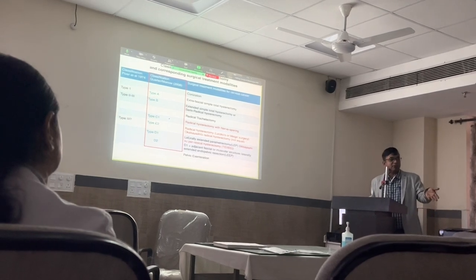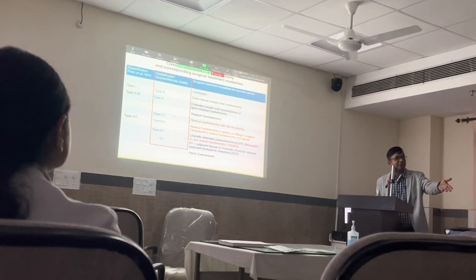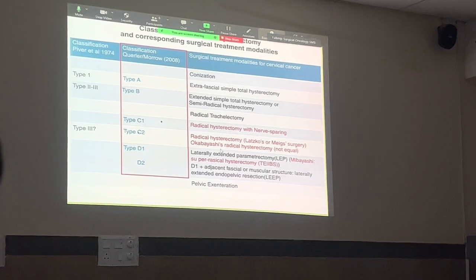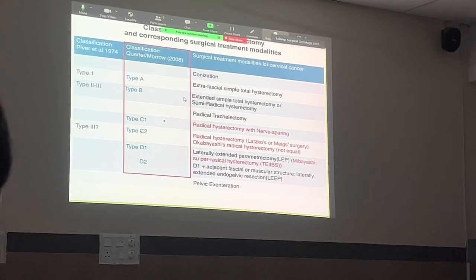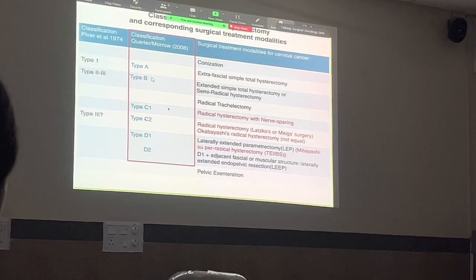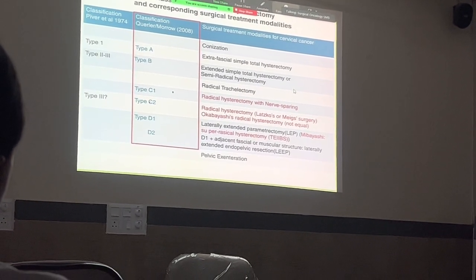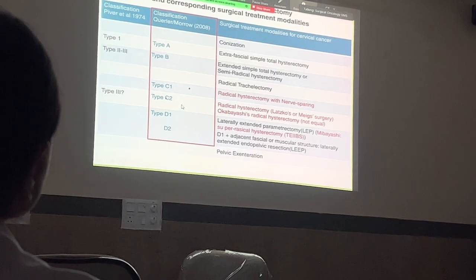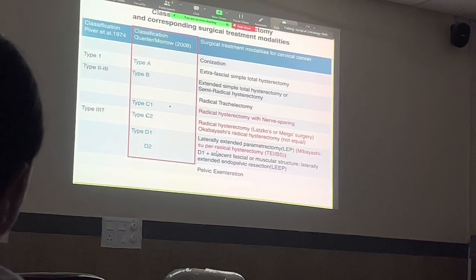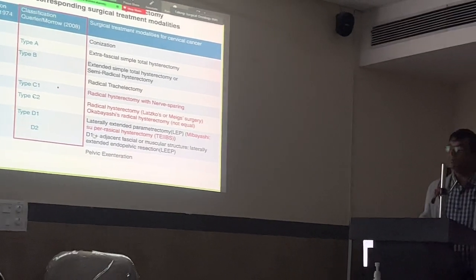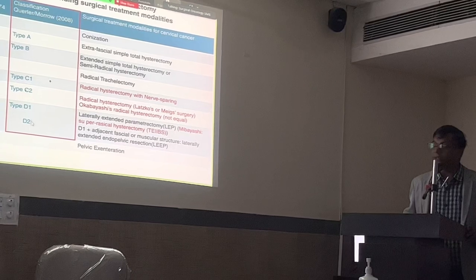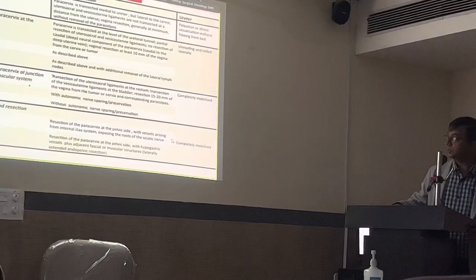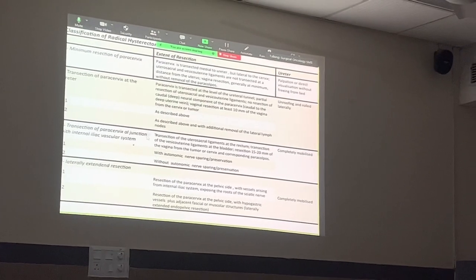So various classifications. If someone asks you how you classify, you can tell them there are various classification systems: Piver, Rutledge, Smith, or the recent one, Querleu-Morrow, and you already know about those types: type A, B1, B2, C1, C2, D1. B1, B2 is with or without paracervical lymphadenectomy. C1, C2 is nerve sparing, without nerve sparing. And D1, D2, where you have gone beyond the routine boundaries, and here it's basically taking the entire internal iliac system. And in D2, even the muscles and parafascial resection, which is synonymous with the extended endopelvic resections, are needed. So you must be aware of all these things.